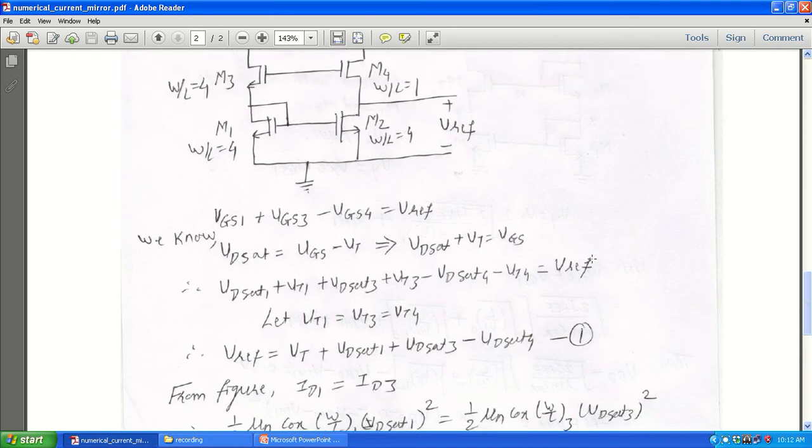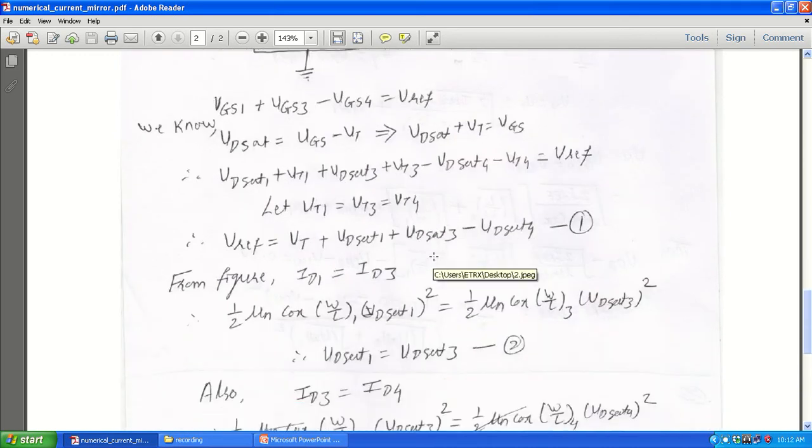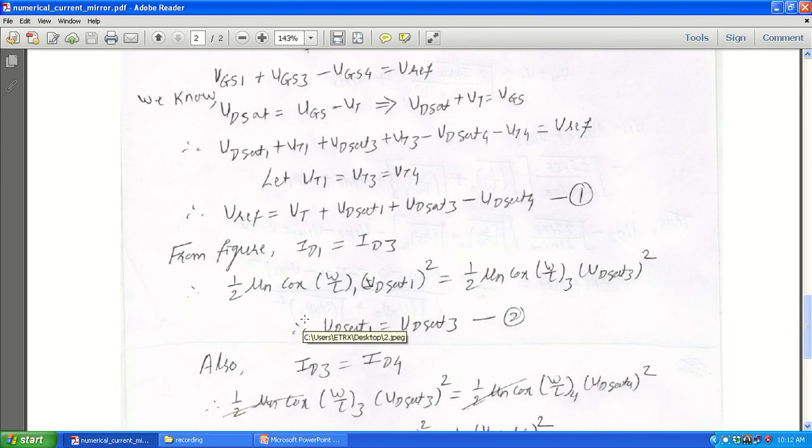Now from the figure we can say that ID1 is equal to ID3, and the transistors are in saturation, so we'll replace ID1 by the current equation. It is 1/2 mu n Cox W/L of 1 VD1 squared, and the ID3 equation is 1/2 mu n Cox W/L of 3 VD3 squared. Thus from here we can say that VD1 is equal to VD3. So it is equation number 2.